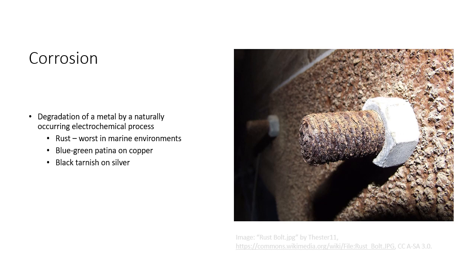Familiar examples include rust, the blue-green patina that forms on copper. If you've ever seen a copper roof, it looks that blue-green. Black tarnish on silver, which you are forever cleaning off. Corrosion in marine environments, where there's plenty of ions to facilitate continued redox reactions, is really difficult to stop. Anyone who lives at the shore can vouch that your doorknob will corrode over time no matter what you do to prevent it. Your car will wear more quickly due to rust. We cannot stop corrosion. We can only hope to slow it down.